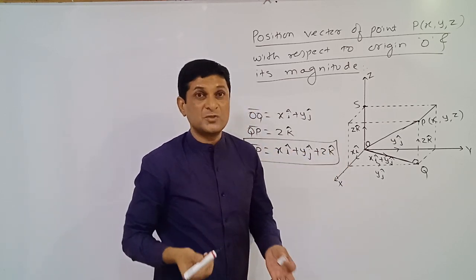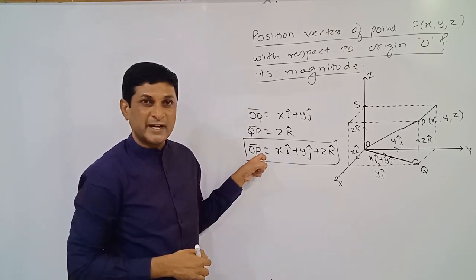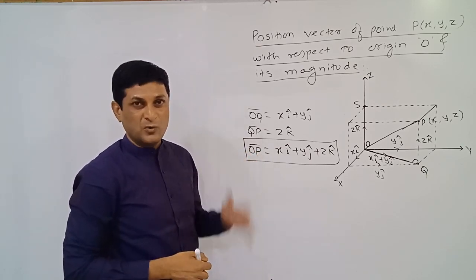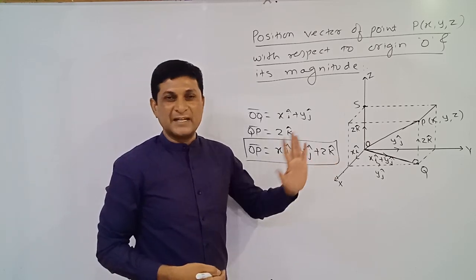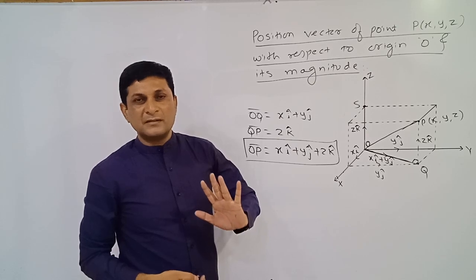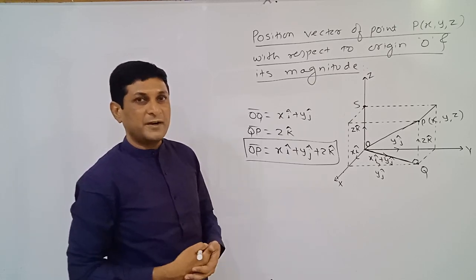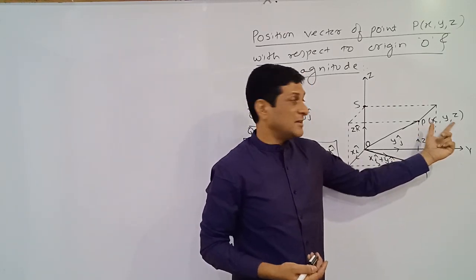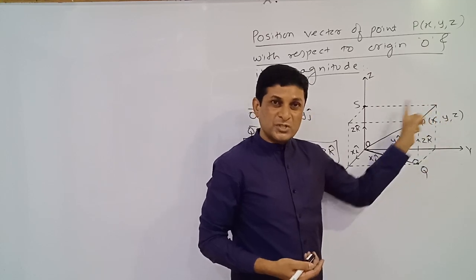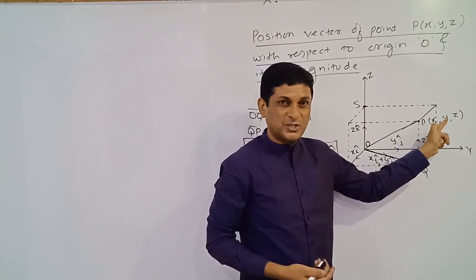And what is OP bar? OP bar is nothing but the position vector. Position vector of which point? P with respect to O. And what value have we got here? Xi cap plus Yj cap plus Zk cap. Now whenever we are finding a position vector, we should know the coordinates of the point. Once the coordinates are known to us, easily we can say that if the coordinates are x, y, z, then the position vector of this point with respect to origin is Xi cap plus Yj cap plus Zk cap.